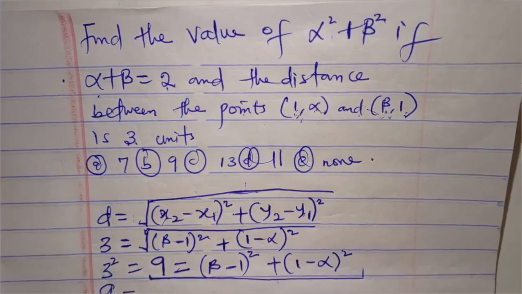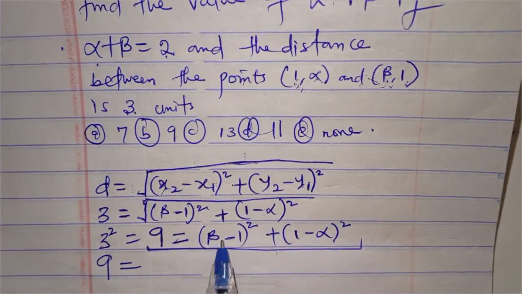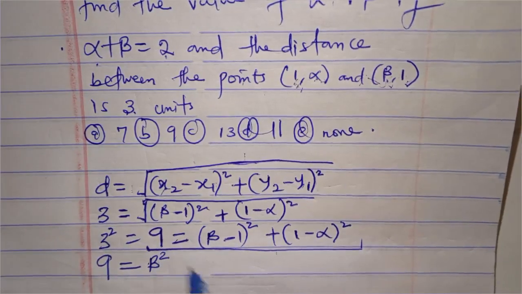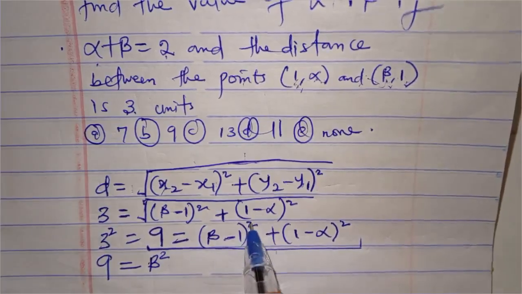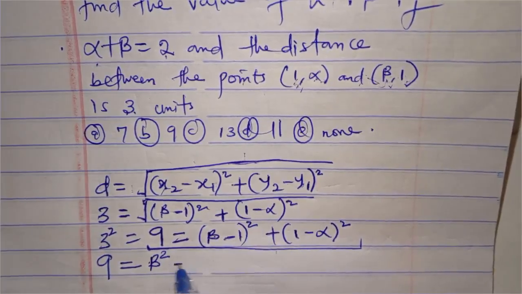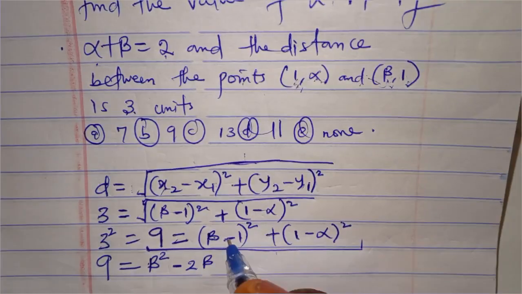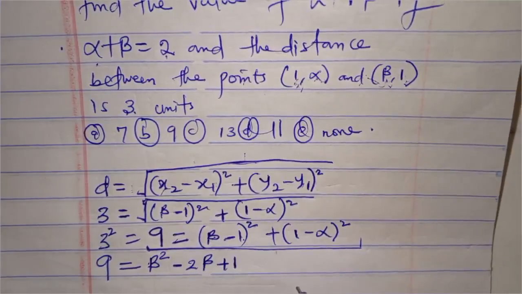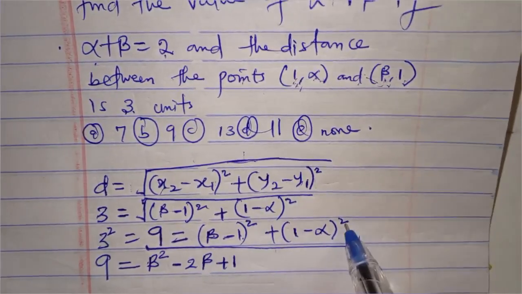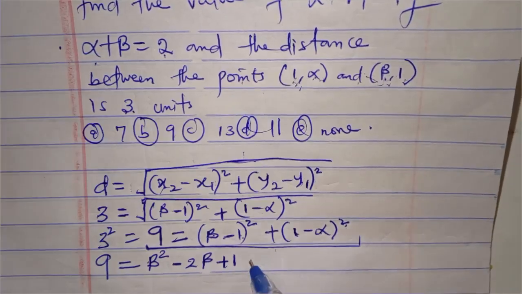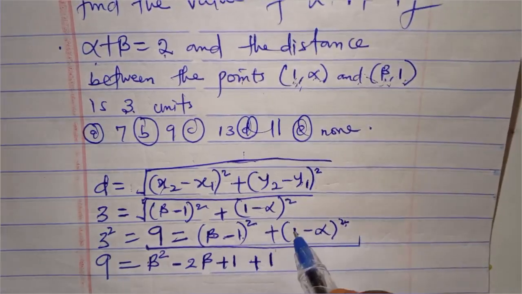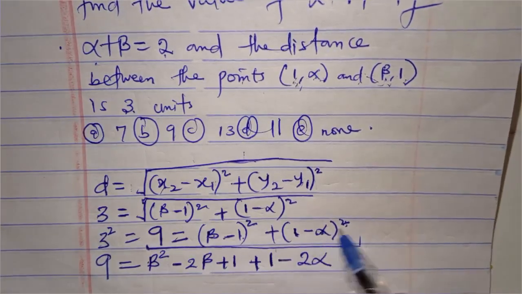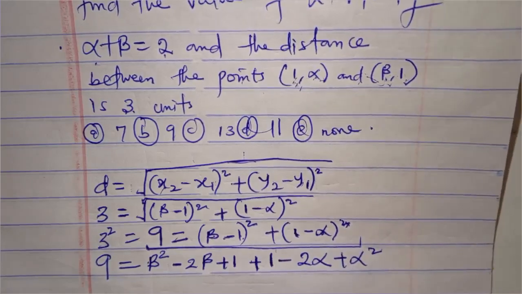So 9 is equal to, now let's expand (beta minus 1) all squared. That will be beta squared, then 2 times beta times minus 1, that's minus 2 beta. Then minus 1 all squared is plus 1. In the same vein, we expand (1 minus alpha) squared. That will be 1 squared is 1, 2 times 1 times minus alpha, minus 2 alpha, minus alpha all squared is plus alpha squared.